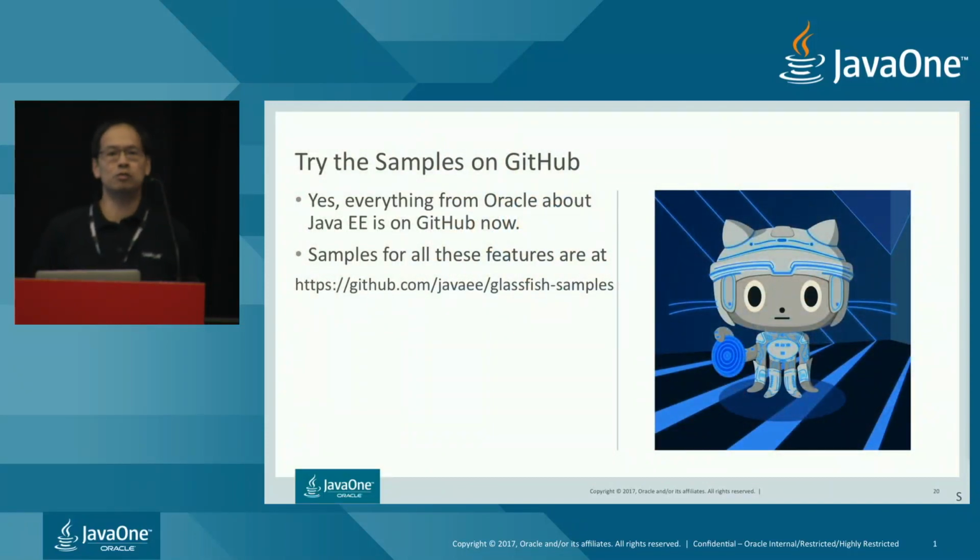Before I go into the new features, I would like to mention that everything we've done in Java EE is available on github.com/javaee. You're welcome to try the samples in there, at github.com/javaee/samples. In the samples, you will see a lot of examples that illustrate the new features in Java EE, in particular Servlet 4.0.